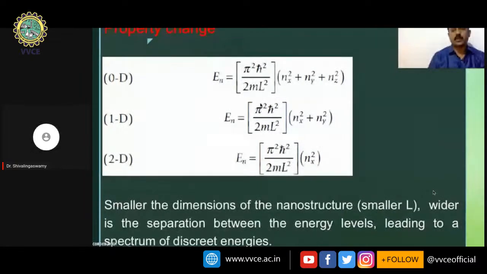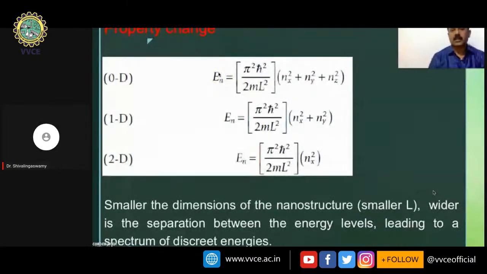They have definite values. And if you look at all these expressions, you can notice that this ħ is the reduced Planck's constant, h by 2π. This is the effective mass of the electron. Nx and Ny are the quantum numbers. And the only variable is L, that is the dimension of the box. And you can notice here, this E_n is inversely proportional to L squared. That means as you reduce the dimension, you will see that energy increases.